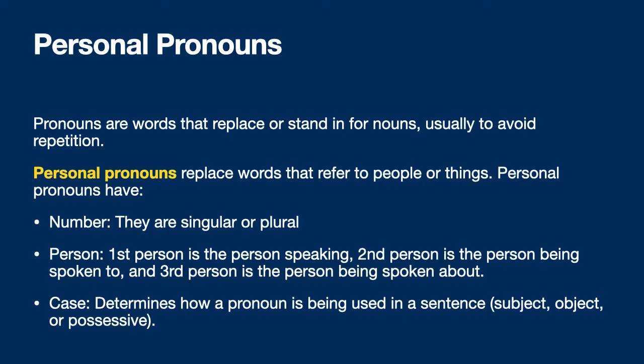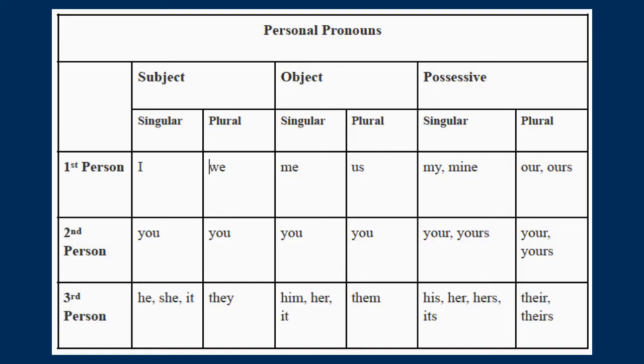Personal pronouns also have cases. That means how is a pronoun being used in a sentence? If it is used in the subject position, object position, or in the possessive case. So these are different cases. Subjective case, objective case, whether it is used as an indirect object, whether it is used as a direct object, or whether it is used as possessive. Now you can see number, person, and case in personal pronouns in much greater detail, in much greater clarity if you look at this chart.